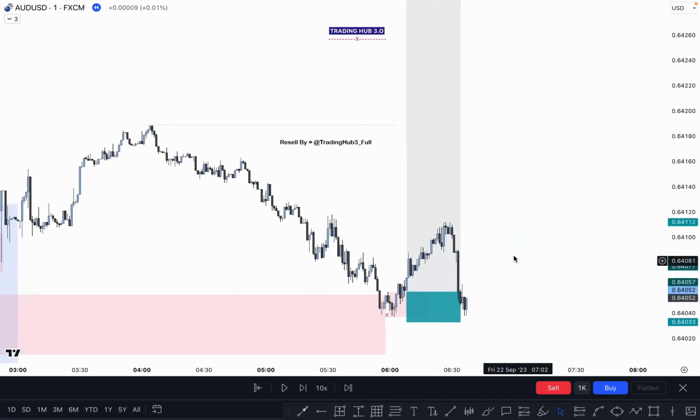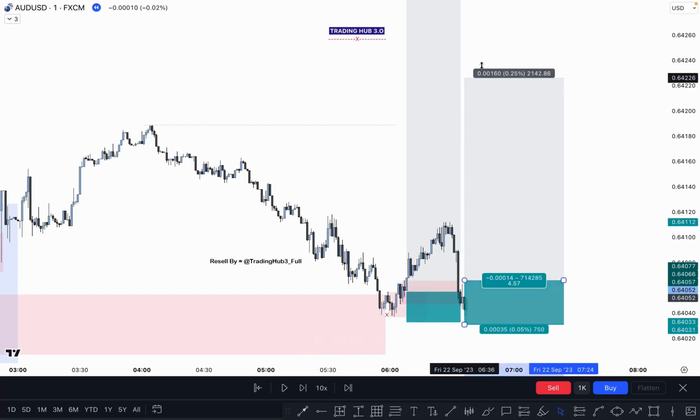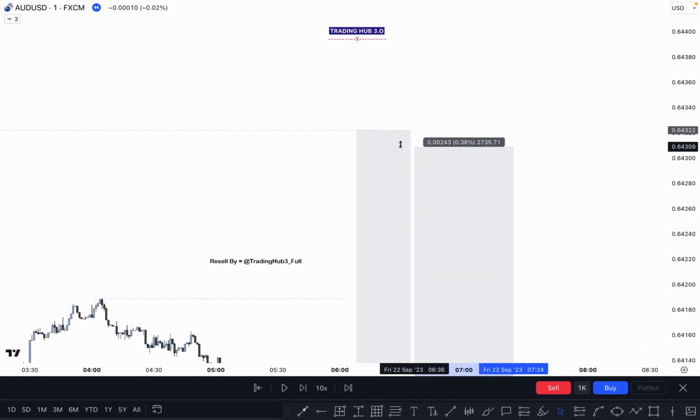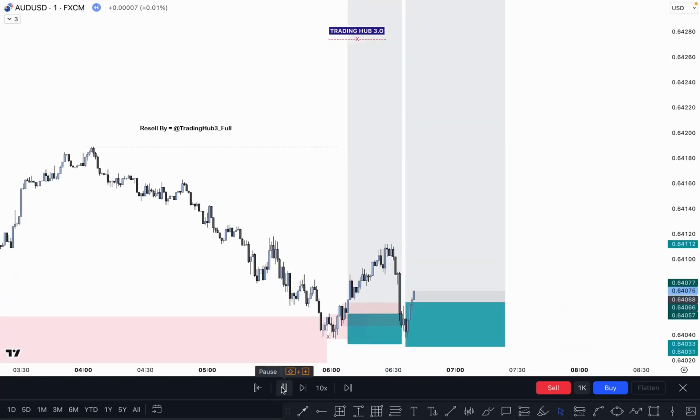Okay, so this one is our next entry that was created at this point right here. If you are thinking the first entry was missed, you can take the next entry, but put the stop loss just below the main low, right? And where is the target? The target is similar, at this point. So let's see what happened next after this one.